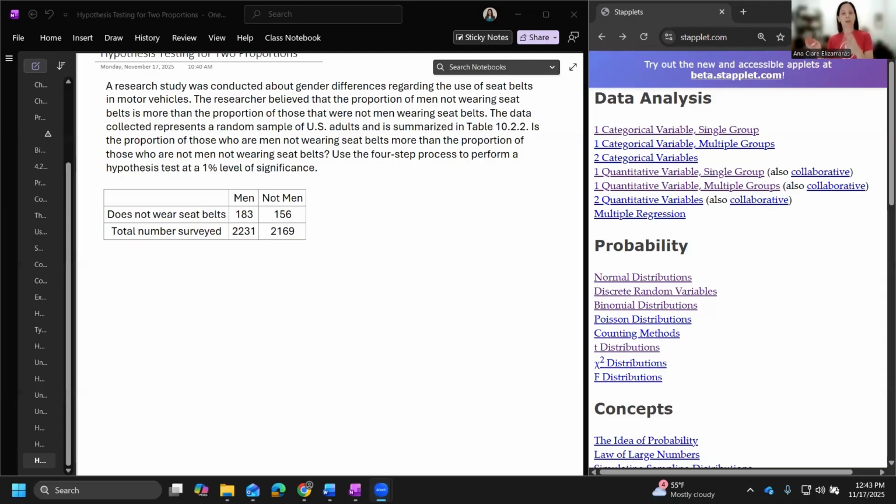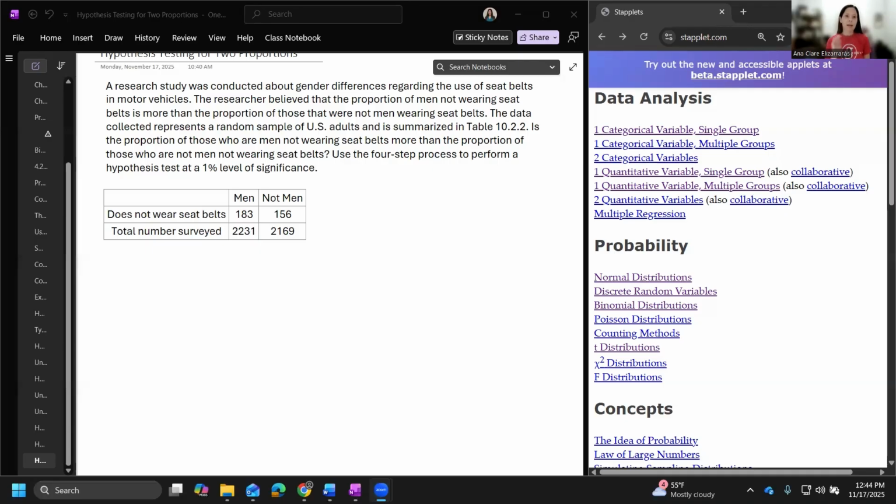Then if you have categorical data where you have successes and failures, that is about proportions. If you have numerical data where you have a list of numbers or you're given mean and standard deviation, that is about means. And then if you have one group of sample data, that's one sample. And if you have multiple groups, that's two samples.